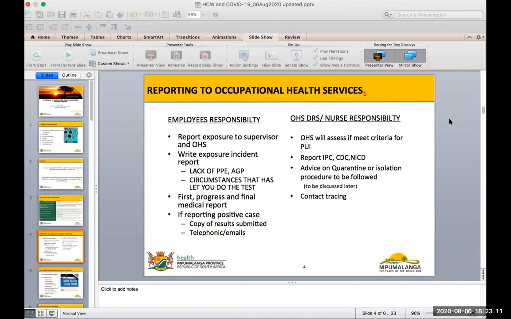And then an incident report needs to be written by you, indicating what happened, what transpired, how you were exposed, or how you ended up becoming positive. Was it an issue of lack of PPE, or were you performing an aerosol-generating procedure and then ended up being exposed? While you are there, you need to make sure that the first, progress, and final medical reports are being filled up. In a case where you're reporting a positive case, obviously you cannot be there.